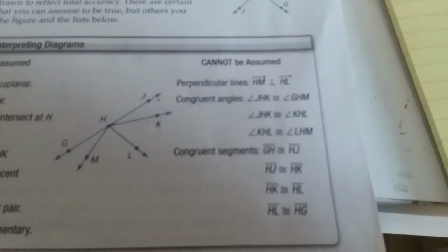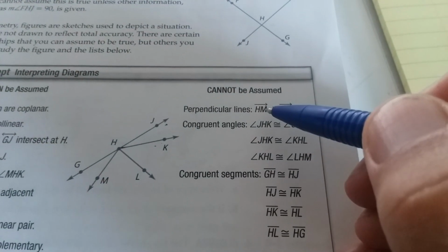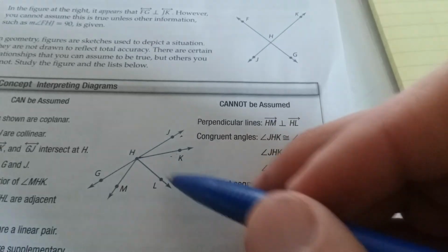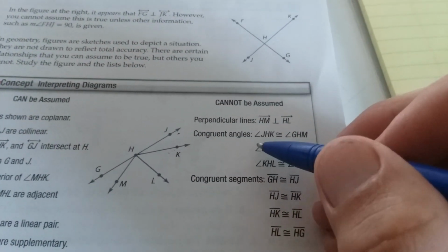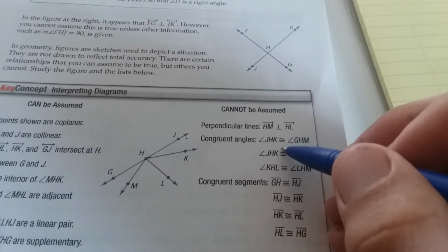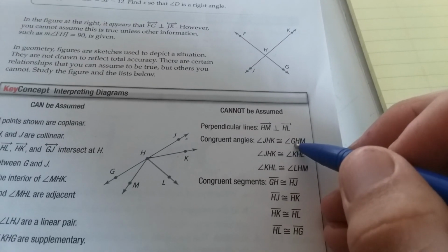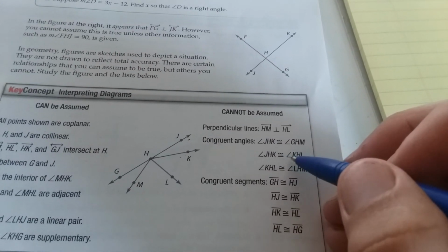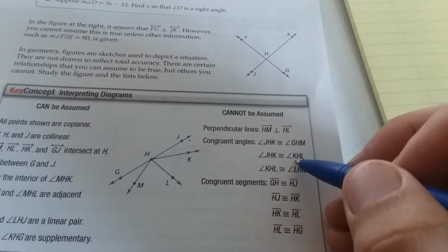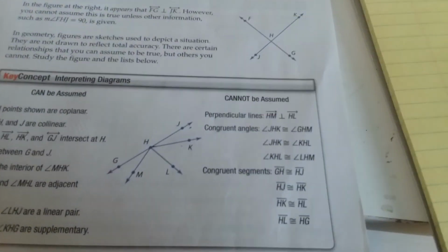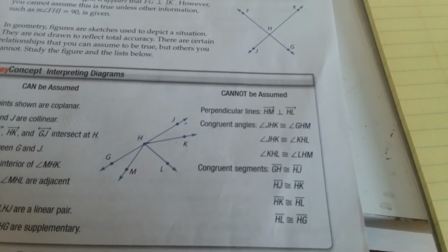That can be assumed. What cannot be assumed, we cannot assume that HM and HL are perpendicular. HM and HL, we can't assume that. There's not a marking. Congruent angles, we cannot assume that just because JHK looks like JHM that they're congruent. We can't assume that. JHK and KHL, we cannot assume those are congruent. KHL and LHM appear to be close in size, but we cannot assume they're congruent.